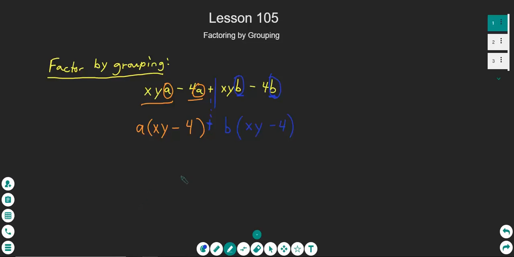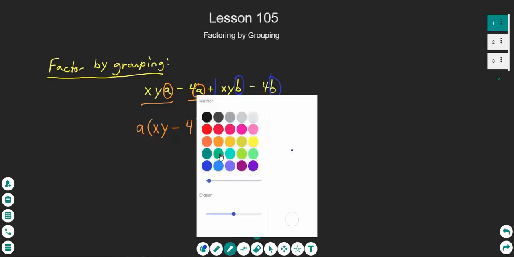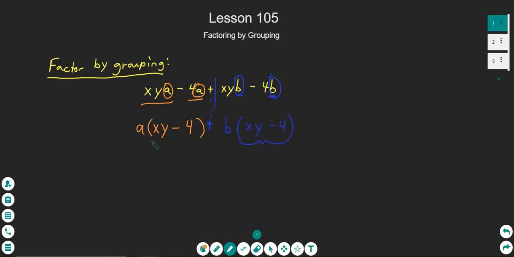What do you see? Well, lo and behold, this set of parentheses and this set of parentheses are the same, aren't they? Right? They're both x times y minus 4. Wow, that's amazing. How did that happen? Well, it was contrived to happen that way. In real life, this doesn't happen very often. But here, it did.